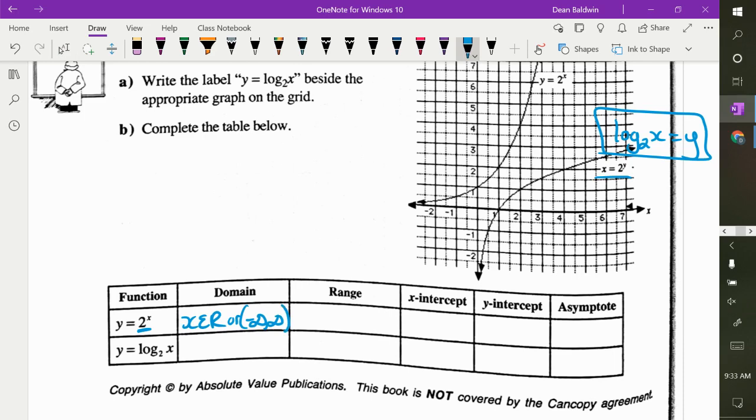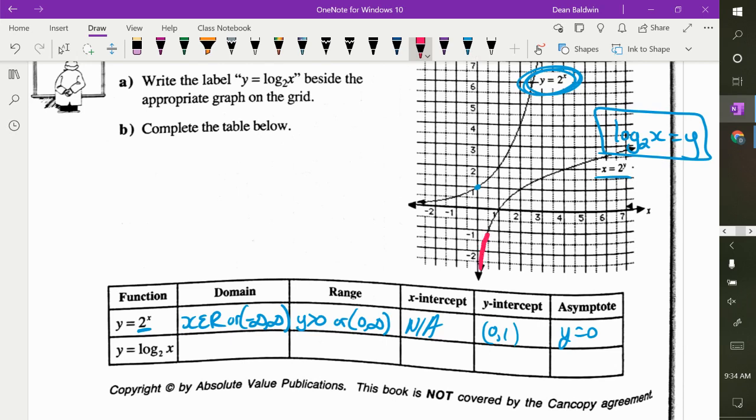What's the range for the exponential? We're looking at this one right now. What's the range of that graph? Greater than 0. Or if you prefer, 0 to infinity. Okay. What's the x-intercept of that graph? None. There is no x-intercept because you have a horizontal asymptote of y is equal to 0. And what's the y-intercept of that graph? 0, 1 right there. Okay.